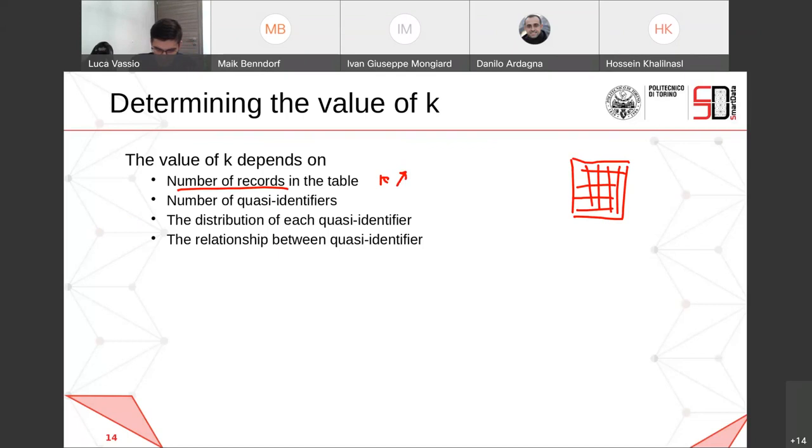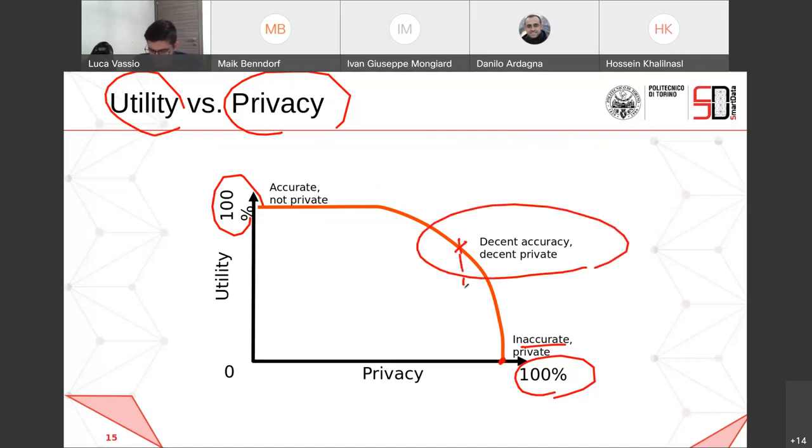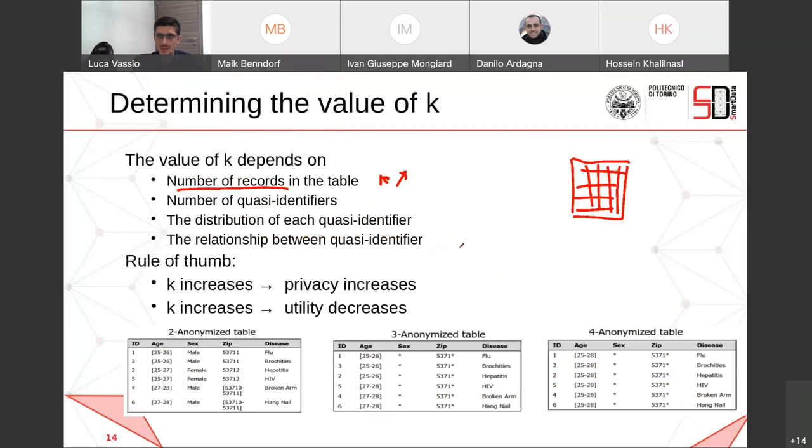Let me go to the next slide because it's easier. Think that you have a trade-off where you cannot have utility and privacy at the same time. If you reach 100% privacy, so we're sure we're not disclosing anything, then we'll be really inaccurate. We're basically not releasing anything, so we'll have a utility of zero. If on the other side we don't care about privacy, then of course we have maximum utility, but it will not be private. Where do we want to stay? Well, we want to stay here, where we have high privacy but also high utility. Okay, let me go back. So when the number of records increases, k can increase without losing utility.